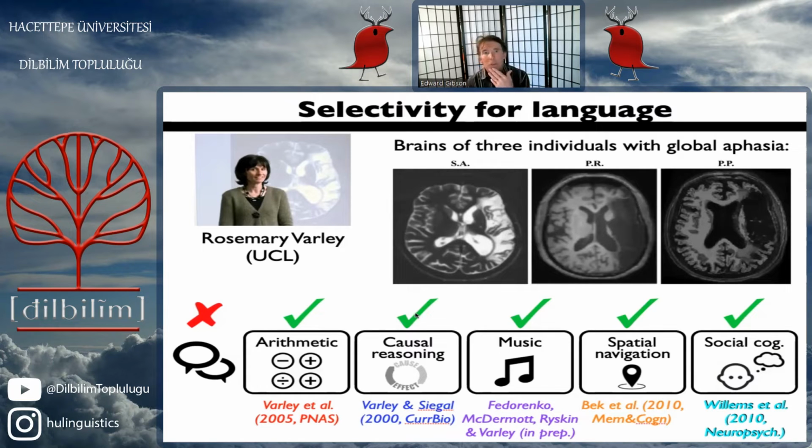These are three of her patients from a 2005 paper. They have massive strokes to the left side, and these people can't do language. The measure is whether they can do some language tasks, and the answer is no, they can't do any language tasks. But they can do arithmetic, causal reasoning, music, spatial navigation, social cognition, just as well as age-matched controls. Like, these are kind of normal individuals who just can't talk. They can't talk and they can't understand.